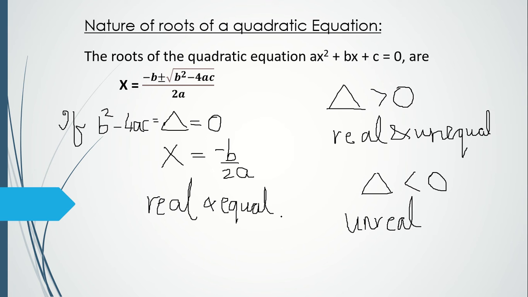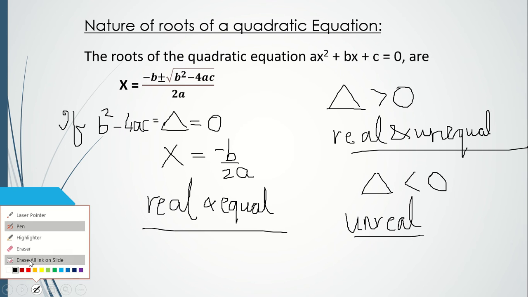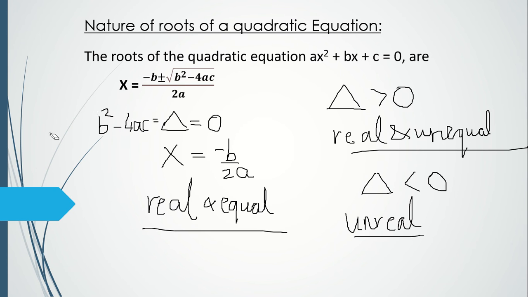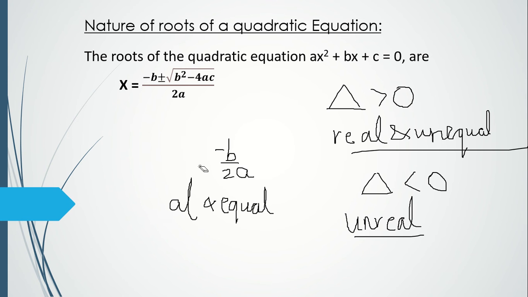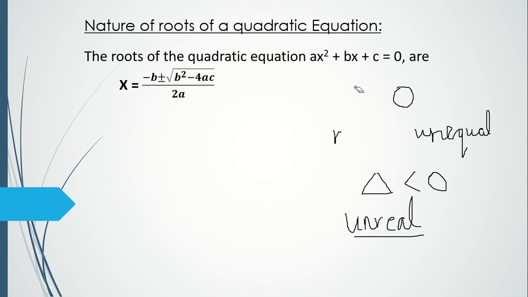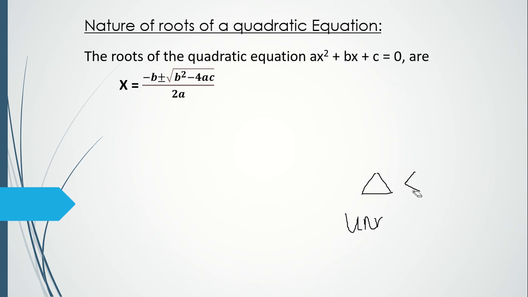So we get three different cases and three different types of roots. When delta is 0, roots are real and equal. When delta is greater than 0, roots are real and unequal. And when delta is less than 0, roots are unreal. Hope this is clear to you, students. This is very, very important. We are going to solve a lot of problems based on this.